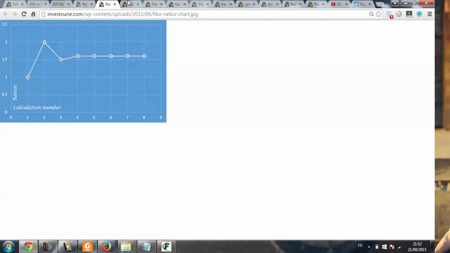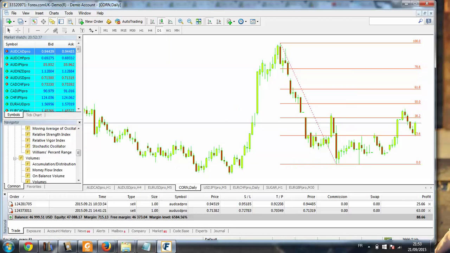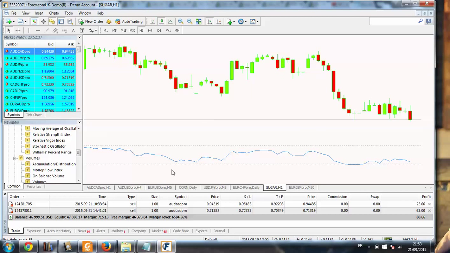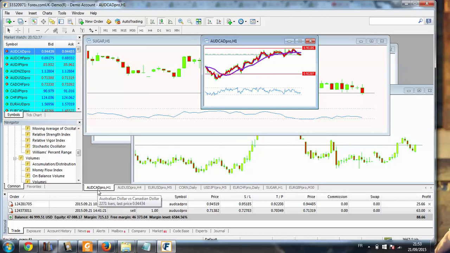So this is how Fibonacci found the Fibonacci ratios. I'm going to use them to trade the forex market, and you can use them to trade sugar or any commodity. So feel free to use the theory on any market you choose.